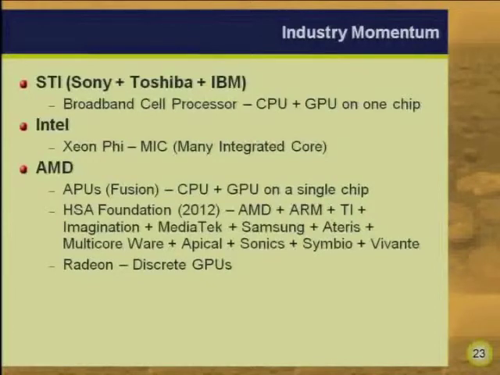And they're still continuing that. So AMD has two strategies. One, combined CPU and GPU on the same chip, and discrete GPUs for gamers, because gamers need much more GPU power than these fused chips can provide.